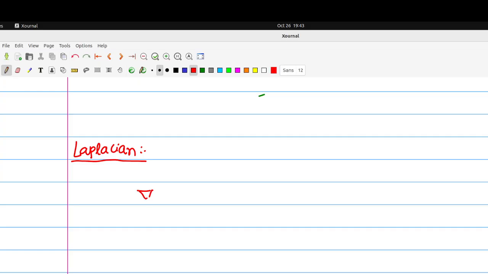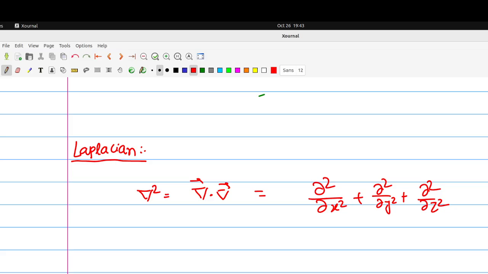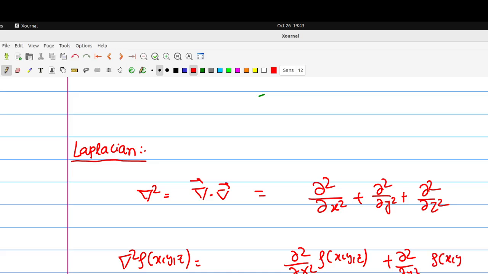So it is defined like this. This is del square. Del square means nabla dot nabla. So this will be d square by dx square plus d square by dy square plus d square by dz square. This is an operator. You can act this on a scalar field: d square by dx square rho(x,y,z) plus d square by dy square rho(x,y,z) plus d square by dz square rho(x,y,z).